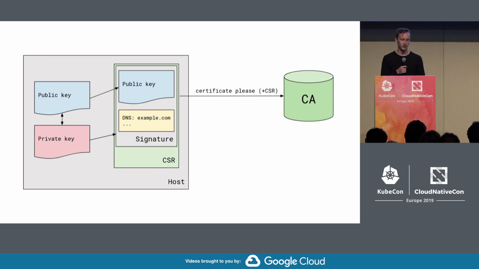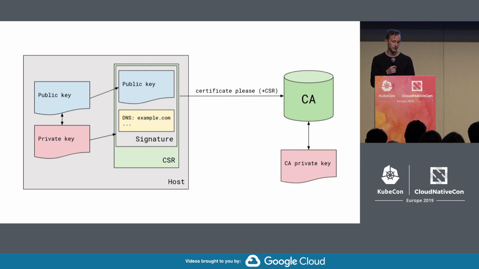The host then sends that over to the CA. The CA does some validation, uses its private key to sign it, and sends back the certificate. The important point here is that the private key never leaves the machine that requests the certificate and is meant to be always kept secure, while the public key can travel freely.